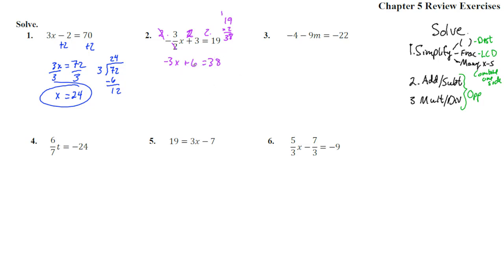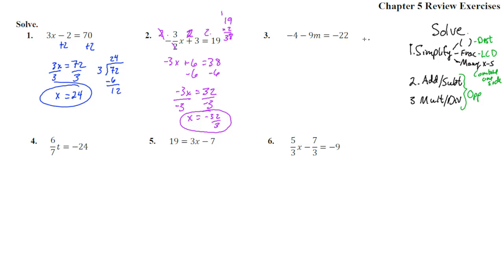Do we have many x's? No. So we're down to the add or subtract. Subtract 6, and then we have negative 3x. Those 6's are gone, equals 38 minus 6 is 32. And divide by a negative 3. This doesn't simplify. 32 over negative 3, which you could write as negative 32 thirds, negative 10 and 2/3, or negative 10.67 or so.